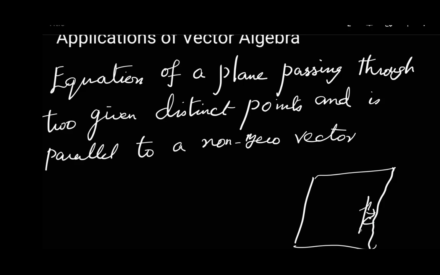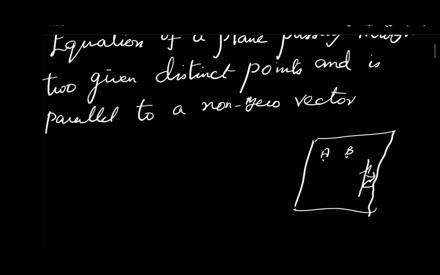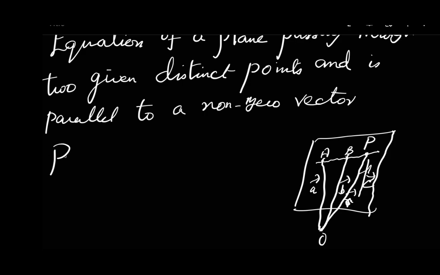Let me take a parallel vector as vector C and two points, point A and point B, on the plane. So in this case, we define the position vector of point A as vector A and point B as vector B. Join these points. On this line, take an arbitrary point P whose position vector is vector R.